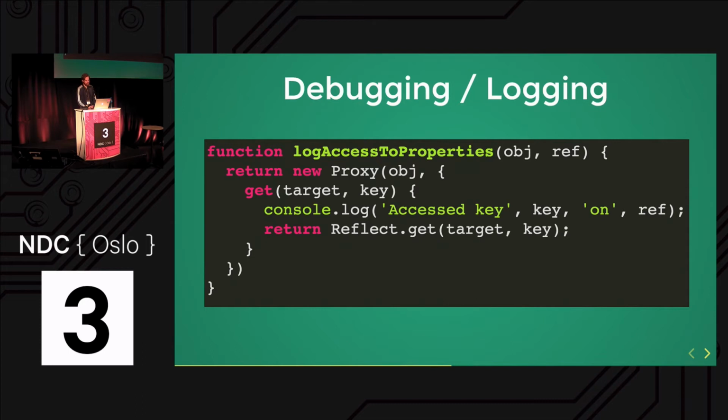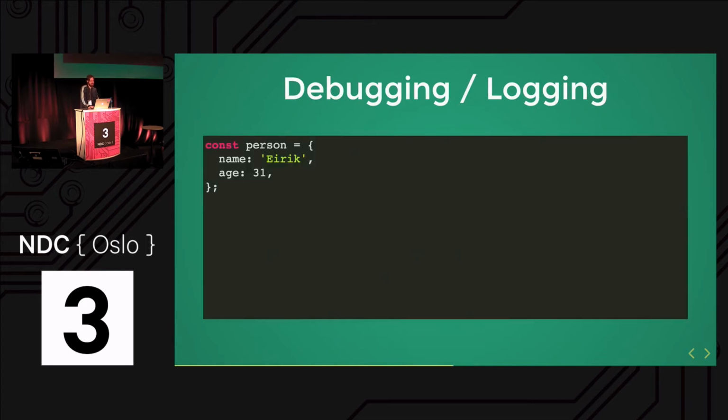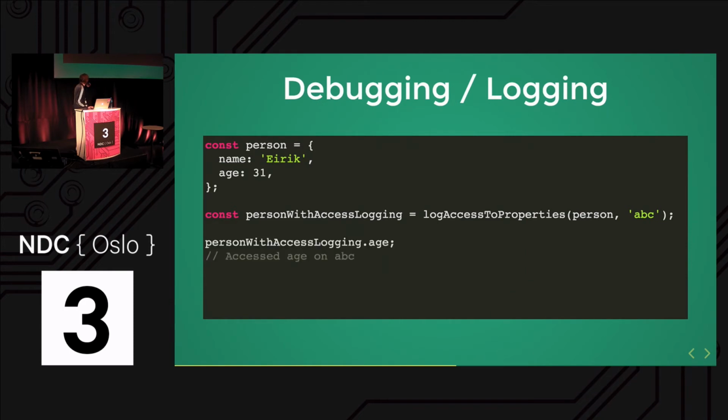And then we could just return the result of using reflect get to get the actual key on the target object. So if we wanted to use this, we can make ourselves an object, and then we could make a proxy where we pass that object into that function, give it some kind of reference, and if I try to access age now, it'll just log out accessed age on ABC. Or if I try to access the name, it'll do the same thing. So the nice thing about this is that you're able to wrap functionality around objects without the objects knowing about this.